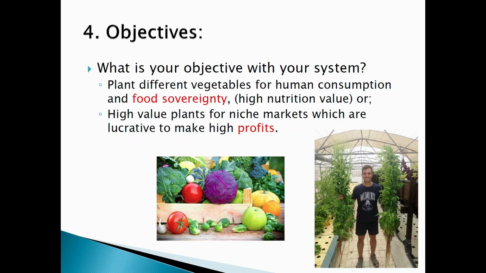As with the fish, it is important to know what the objectives are that you are growing for. If you're growing your own food for consumption, you might want to grow food for food sovereignty, so choosing foods with high nutritional value. However, if you're wanting to sell your produce, you might look into niche markets to find things like basil, which are more lucrative and will make you a much larger profit.